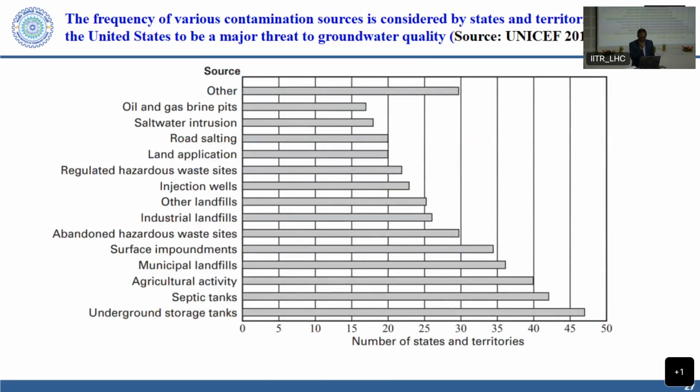This is the diagram for the United States. You can see the number of states and territories on the x-axis, and on the y-axis: oil and gas, saltwater intrusion, road salting, land application, regulated hazardous waste sites, injection wells, industrial landfills, municipal landfills, agricultural activities, septic tanks, underground storage tanks. These are all contributing, knowingly or unknowingly, to groundwater contamination.